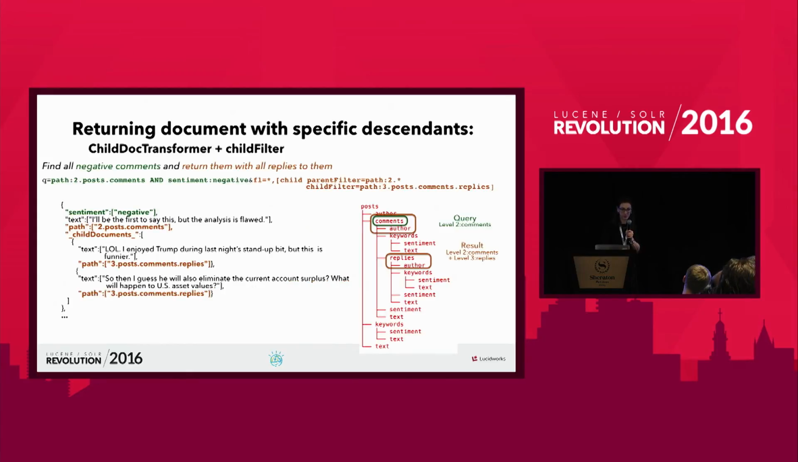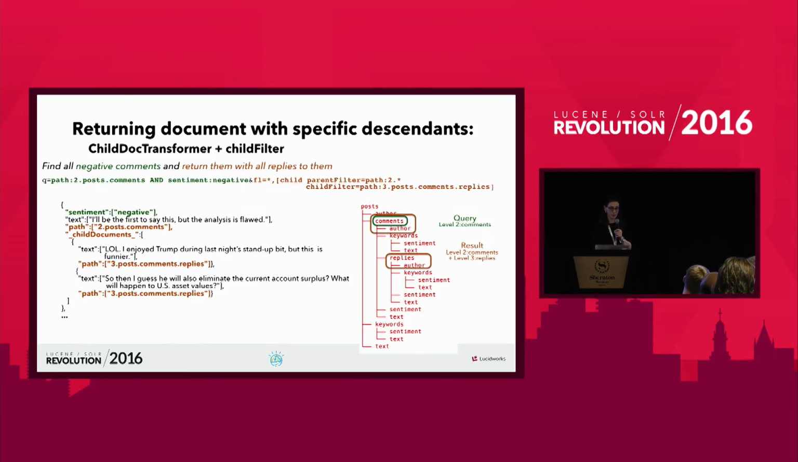But there is also another parameter to child doc transformer in case we want just a specific level, which is called child filter. So if our query were find all negative comments and return them with all replies to them, which seems like a natural question to ask, then in the child doc transformer part we specify child filter, and we specify the type of the documents we are looking for, which in our case would be reply. And in this case, we see that the response looks very natural. We have the post, and we have replies to those posts, exactly as our hierarchy is.